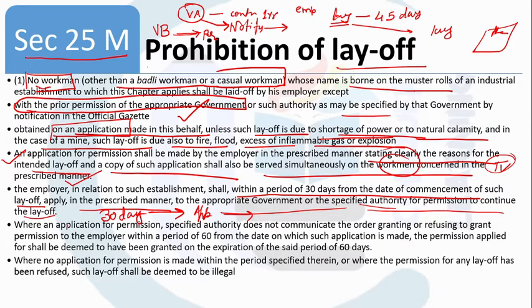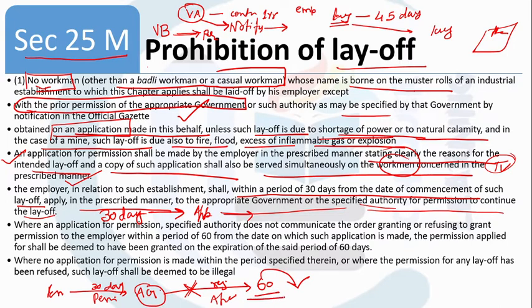Now, in case of an application for permission to the specified authority, means I am the employer, I made an application within 30 days to the appropriate government asking for permission of layoff. Now after making the application, the appropriate government has not communicated anything to me, whether it is rejected or approved, for a period of 60 days. Then after the expiry of these 60 days, it would be considered as deemed approved.